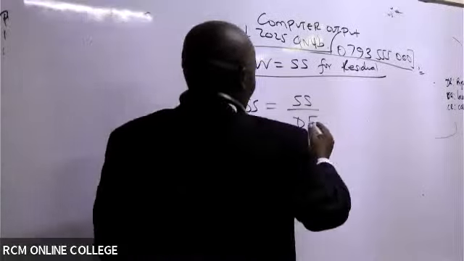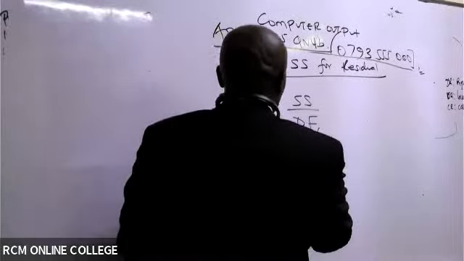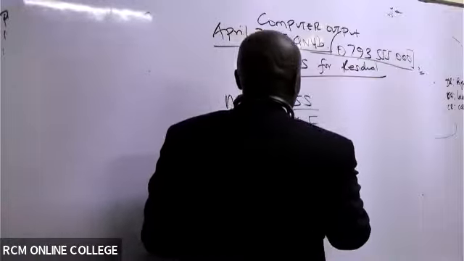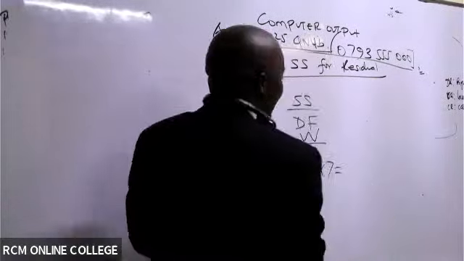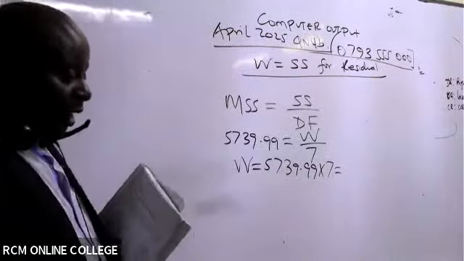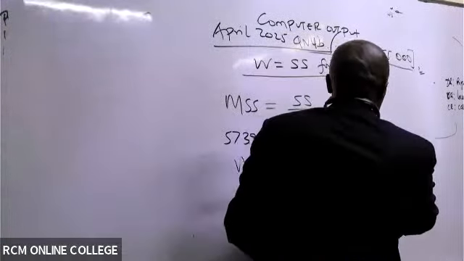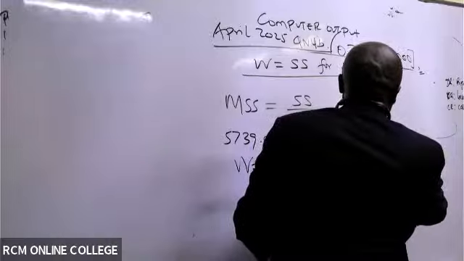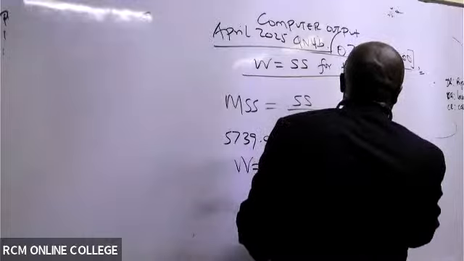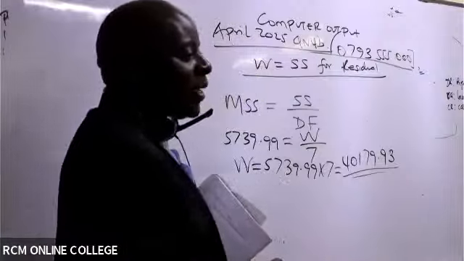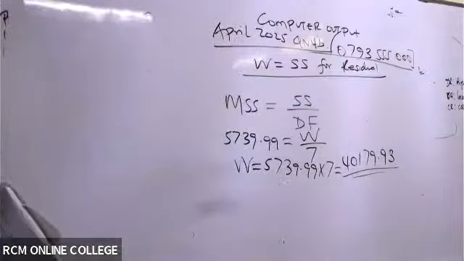If I cross multiply, my W will be 5739.99 times 7, which will end up giving us 4179.93. You have 1 mark, which will make you see places that you have never seen.